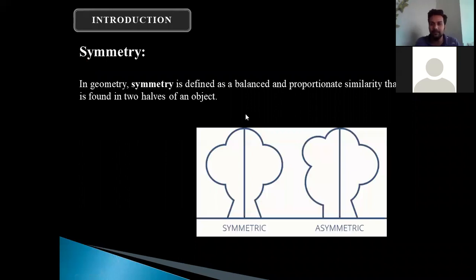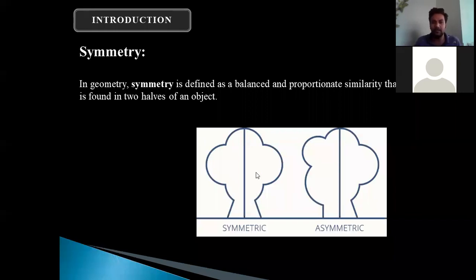So, what actually is symmetry? In geometry, symmetry is defined as a balanced and proportionate similarity that is found in two halves of an object. So first you should understand what symmetry is. Symmetry gives a proportionate behavior to any object. For example, if you divide any object into two equal halves and you get exactly similar halves, then we can say that this object is symmetric in nature.